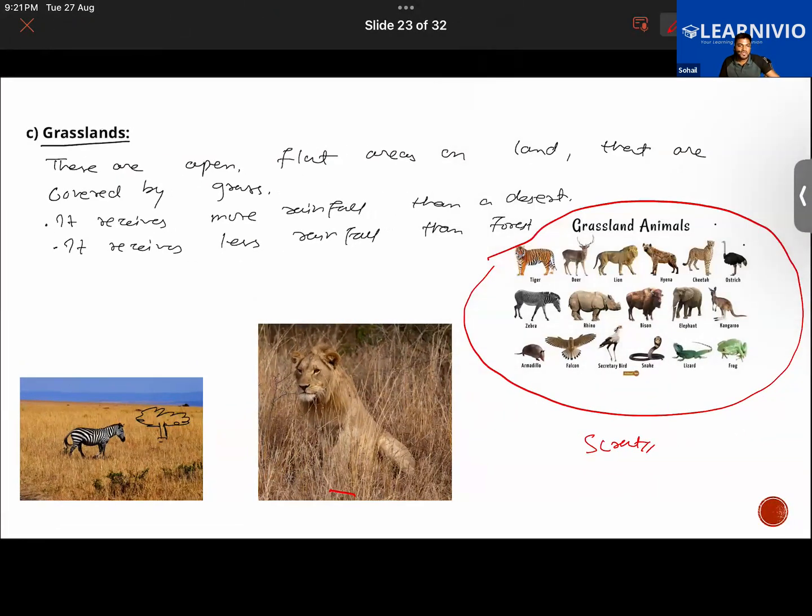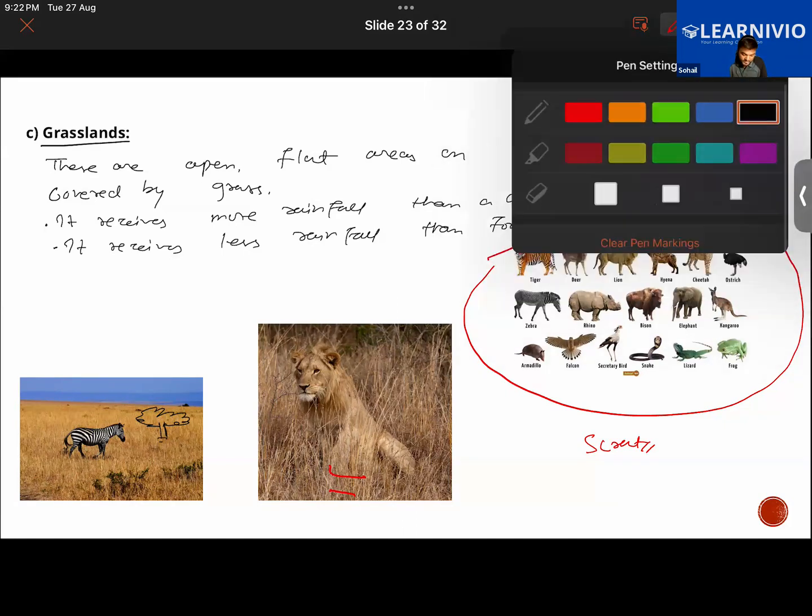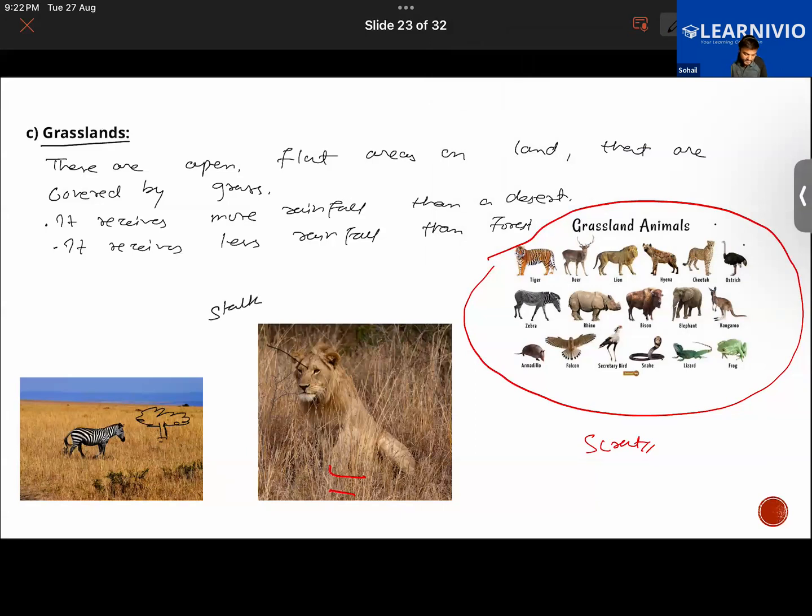So, talking about adaptations shown by the animals in a grassland, they would be doing camouflage. Many of the animals would be blending with the plants there to hide themselves from predators or to stalk their prey. Like this lion is stalking its prey. Whenever a lion or cheetah is on a hunt, they will first of all stalk their prey by hiding among the grasses. Furthermore, some of the animals are very small and they can even hide in these grasses. Getting it, guys?